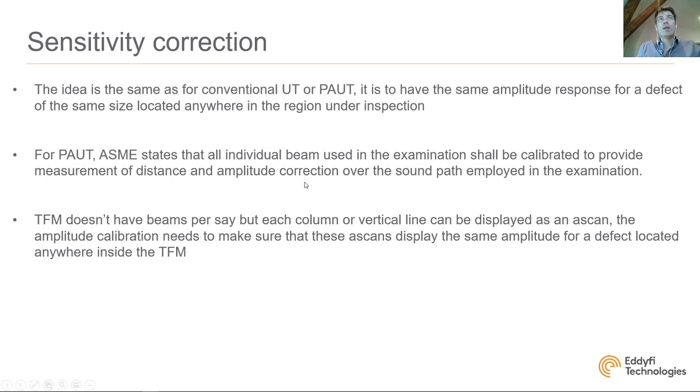For PAUT, ASME states that all the individual beams, so all the angles for a sectorial scan, have to be compensated. For TFM, we don't really have any angles. We have a region of interest with columns or vertical lines. So the amplitude calibration, TCG, is going to basically impose that you compensate per column to have the same amplitude for every single pixel along the column.